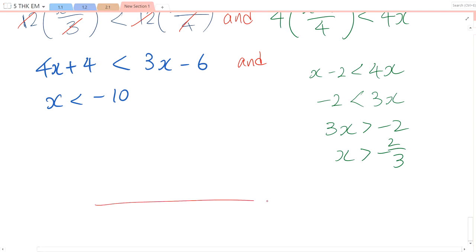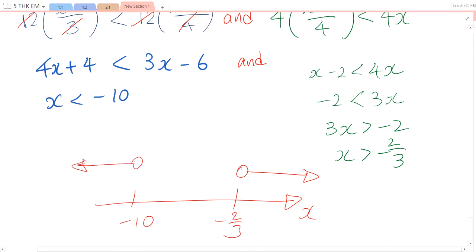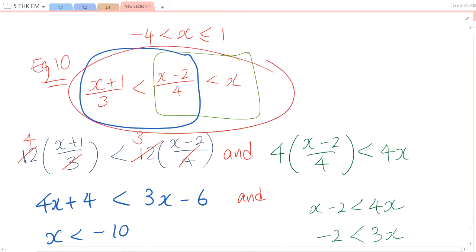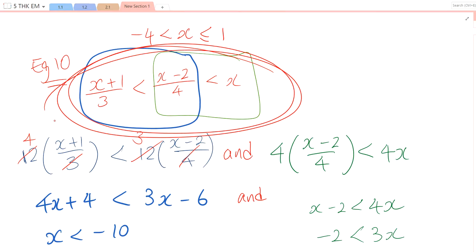Now then, last step is the same already. So we have our number line. X, negative 10 over here. Negative 2 over 3. X is supposed to be greater than this. X is supposed to be less than negative 10. Is there any region of intersection? No, there is no solution. No matter what value of x you choose, you put it back into this linear inequality, you will end up with a problem. So there is no solution. Any questions? Okay, then can you try it 10?